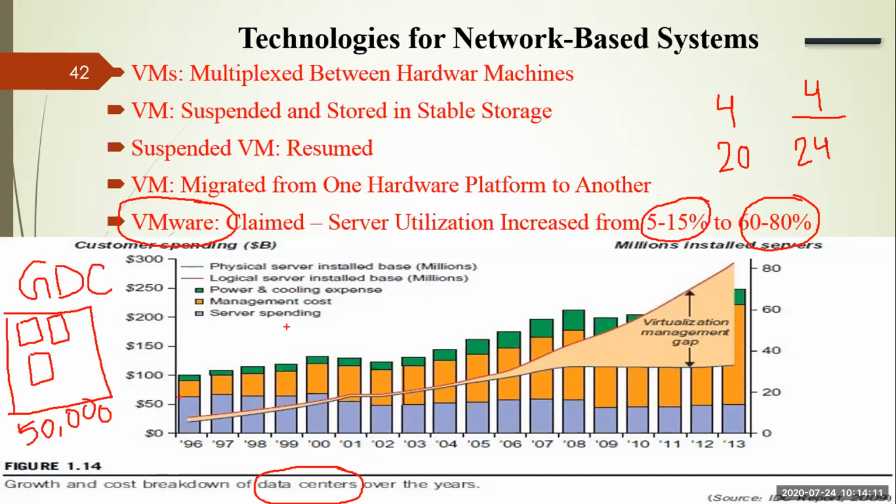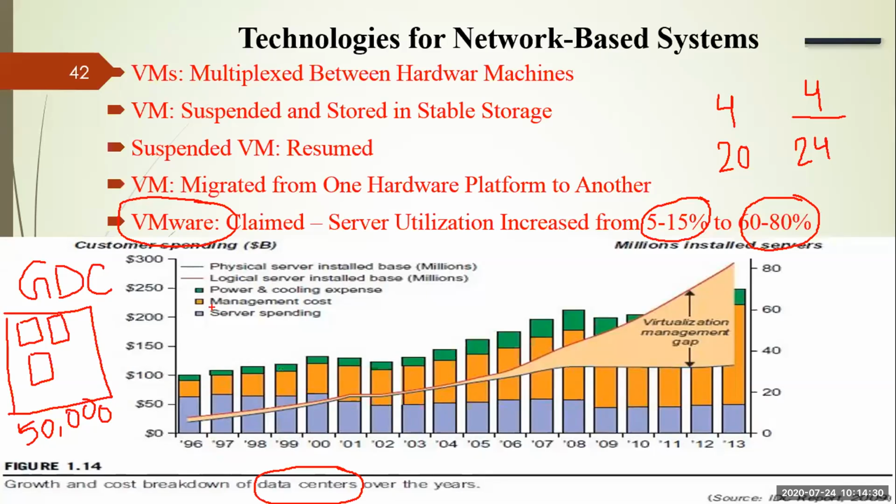Okay, this indicates how much cost you have spent to purchase a particular server. If you see, more or less the value is the same from 96 to 2013. This is because the hardware cost is decreasing. Previously hardware cost was very high, but today hardware cost is very low, right?